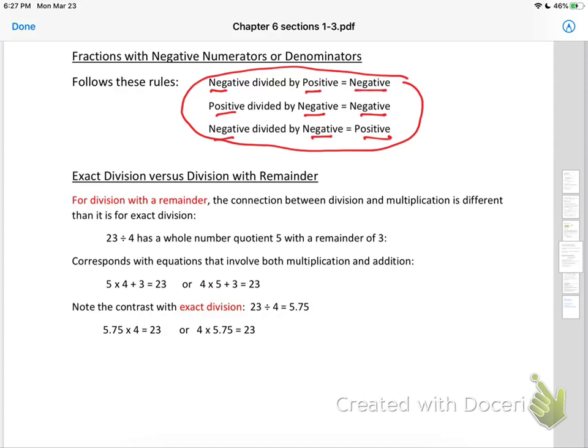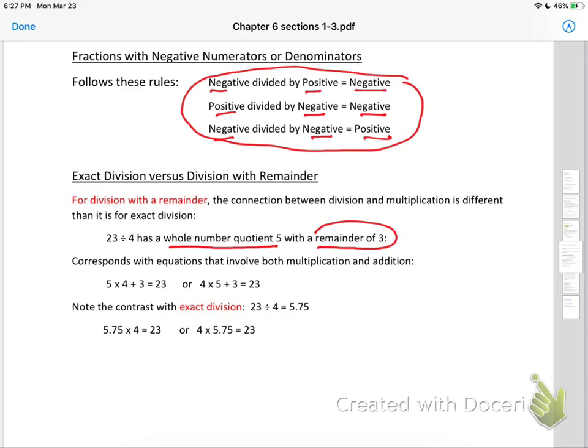Okay, there are 2 types of divisions. You can do exact division versus division with a remainder. Okay, for division with a remainder, the connection between division and multiplication is different than it is for exact division. So for example, 23 divided by 4 has a whole number, and then it has a remainder of 3. This corresponds with equations that involve multiplication and addition.